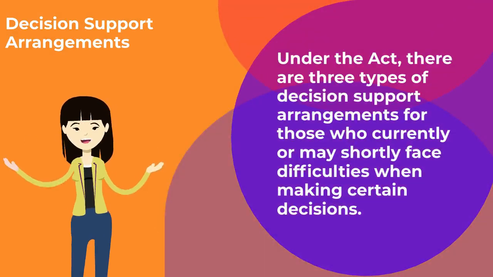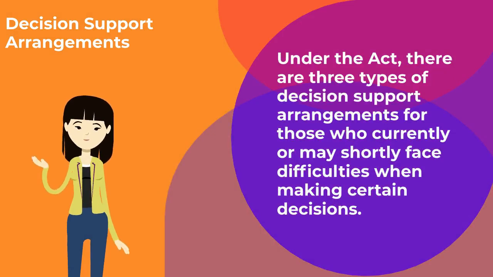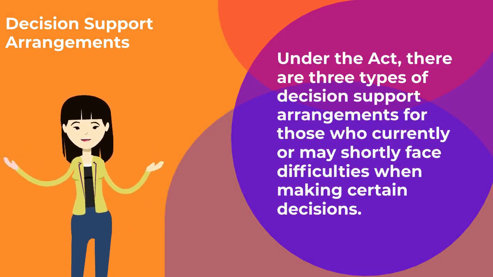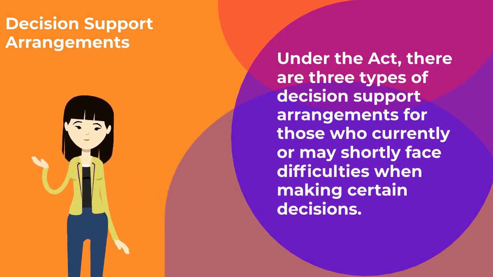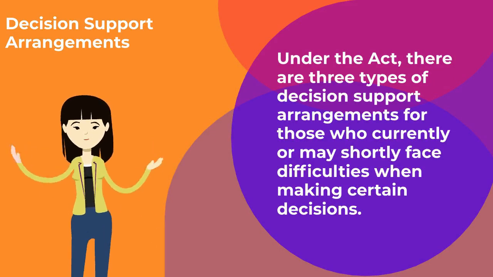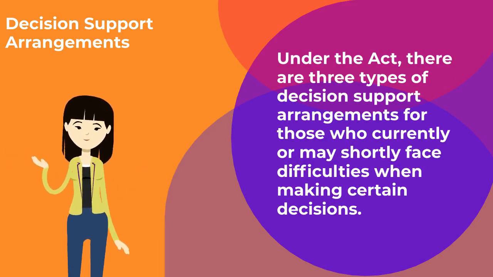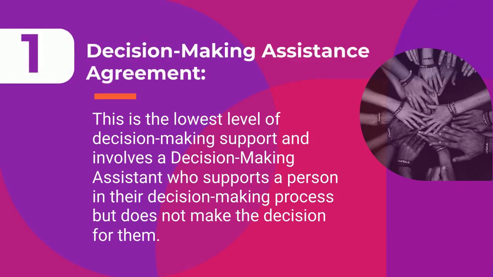Decision support arrangements. Under the Act, there are 3 types of decision support arrangements for those who currently or may shortly face difficulties when making certain decisions. These are 1. Decision-making assistance agreement. This is the lowest level of decision-making support and involves a decision-making assistant who supports a person in their decision-making process but does not make the decision for them.